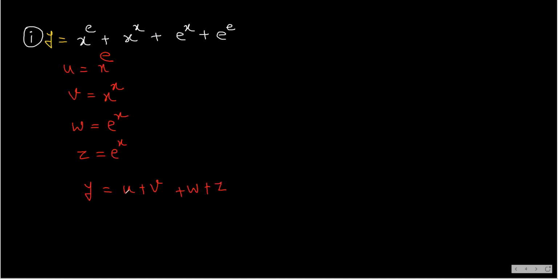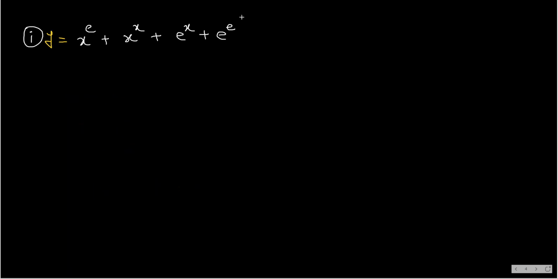So dy by dx will be du by dx plus dv by dx plus dw by dx plus dz by dx. And then you can solve this separately and then add them all. This is for you to write the answer if you are getting this question in your board exam. But suppose you get these questions in some CET exam, then what would you do?